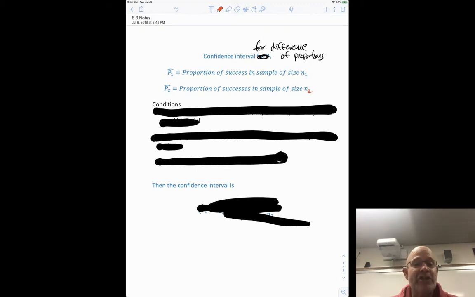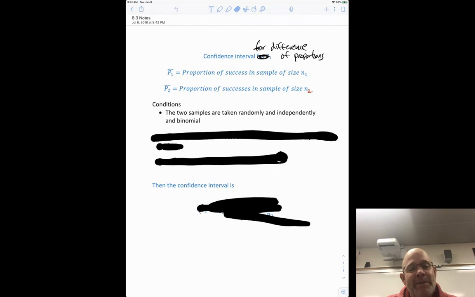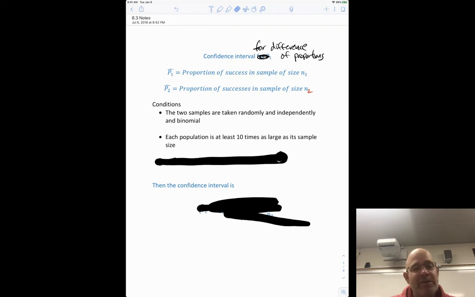So conditions, just like the last round, we have to meet certain conditions to be able to use the normal stuff that we're using. There's basically the same ideas. First of all, remember last time we had to have a simple random sample. This time we have to have two independent simple random samples. So the populations need to be independent. The second thing is each population needs to be at least 10 times as large as its sample size. Same condition as the other one, right? But this is for two different populations.